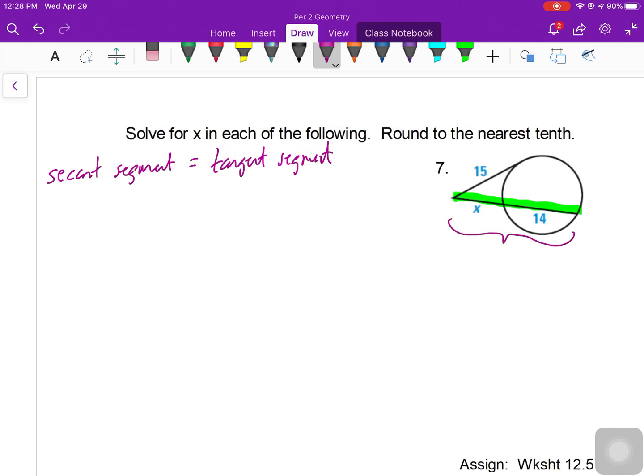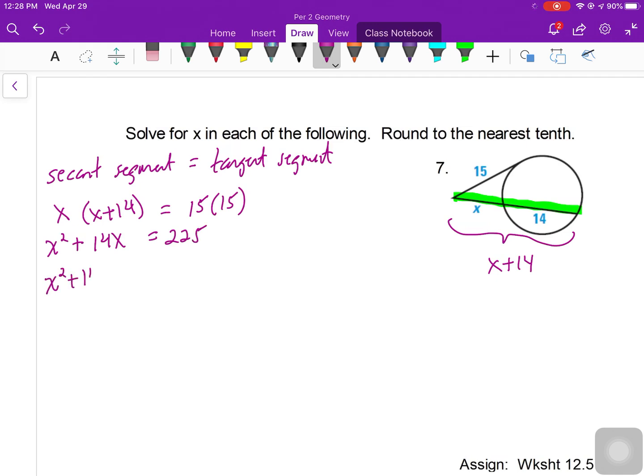For the secant segment, right here, we know that we need that whole length. This whole length here would be x plus 14. We know that we will take the outside times the whole length. For the tangent segment, we know we take the outside times the outside. Distributing, we get x squared plus 14x. 15 times 15 is 225. We must set it equal to 0 to solve it. X squared plus 14x minus 225 equals 0.